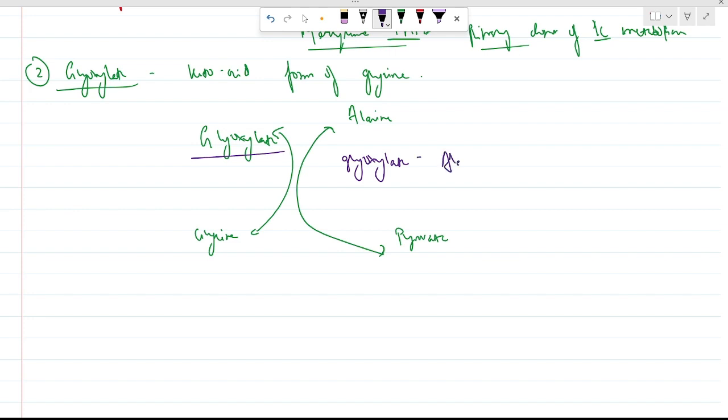Glyoxylate alanine aminotransferase. Very simple transamination reaction, we have discussed before also. If you haven't seen that video, go check that out. Yes, and this requires PLP.